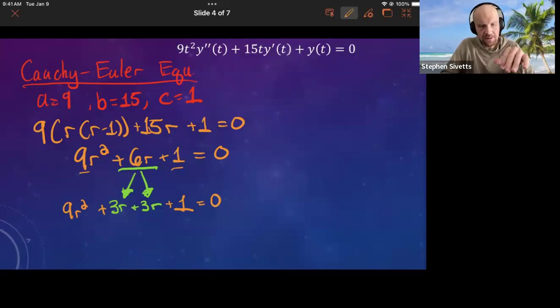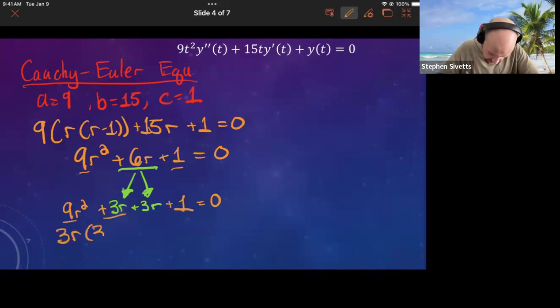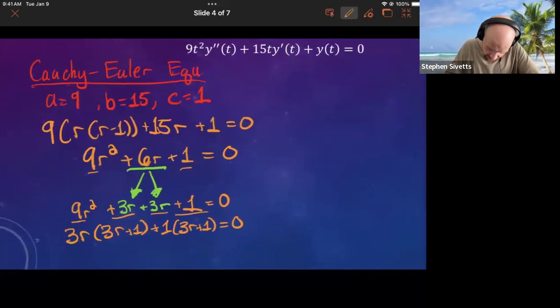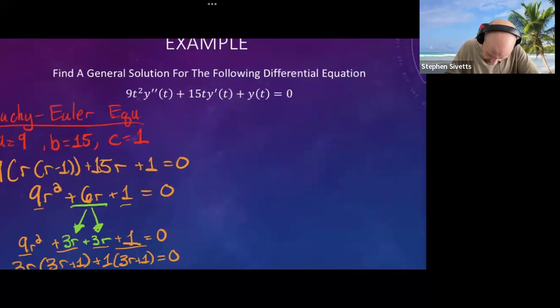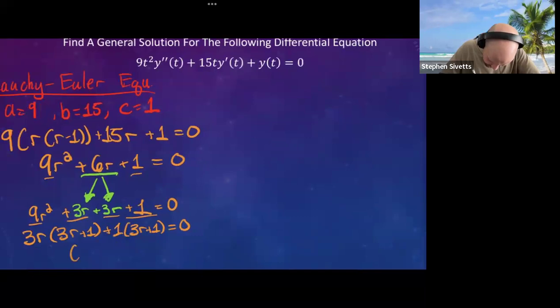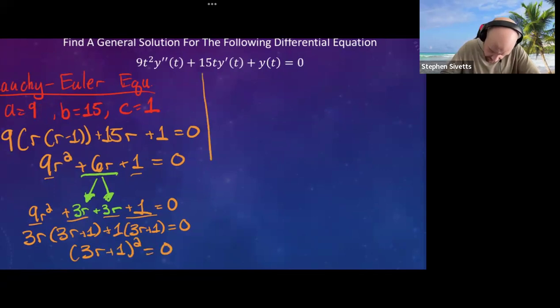And then we're going to do a factoring by grouping method. So these first two terms, you can factor out a 3R. So this is a 3R plus 1. And then this here is just 3R plus 1. The last two terms will be 3R plus 1. So it'll be 1 times 3R plus 1, right? And so if you notice, this is equal to 3R plus 1 squared. So we have a repeated root.